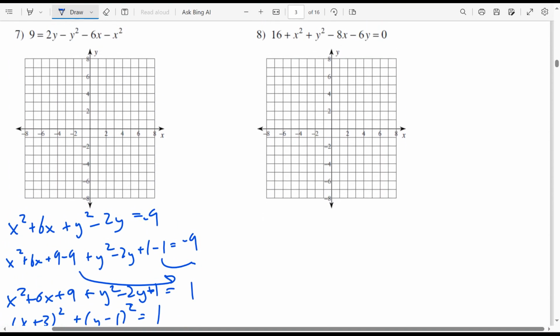So the first thing I'm going to do is write out x squared minus 8x plus y squared minus 6y is equal to negative 16. So I've just rearranged everything where I have my x's next to each other, my y's next to each other, and any integers are on the opposite side now. So now we're going to make perfect squares.